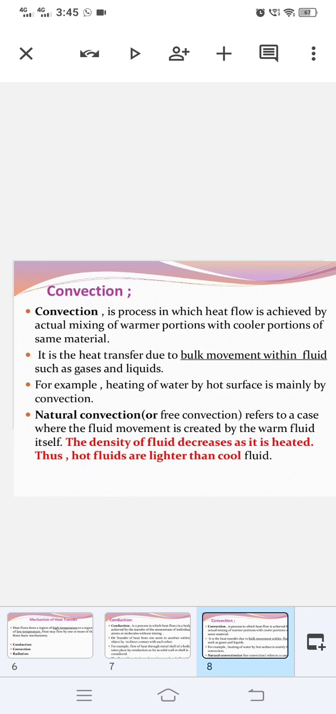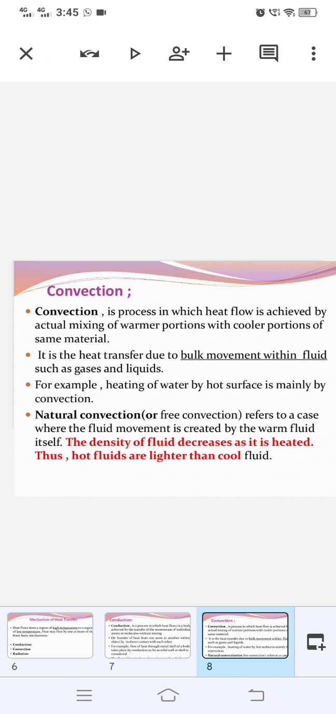Next is convection. Convection is usually the dominant form of heat transfer in liquids and gases. Convection takes place in liquids and gases. It is the heat transfer due to the bulk movement of the molecules within fluids such as gases and liquids. We have studied in our earlier classes what we mean by fluids: all those molecules which can flow. So fluids include both liquids and gases.